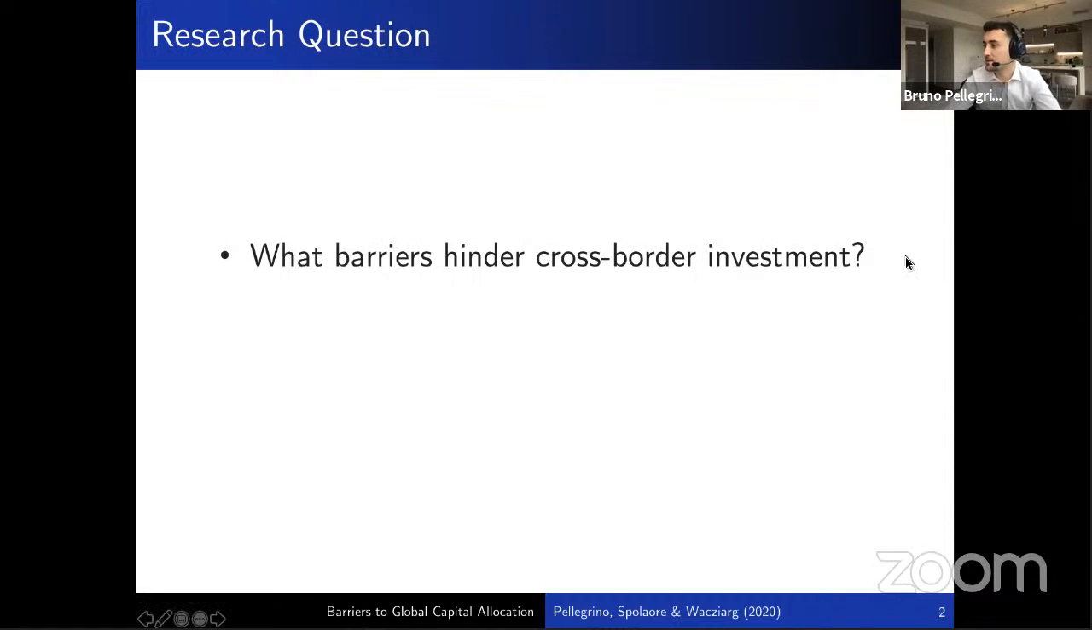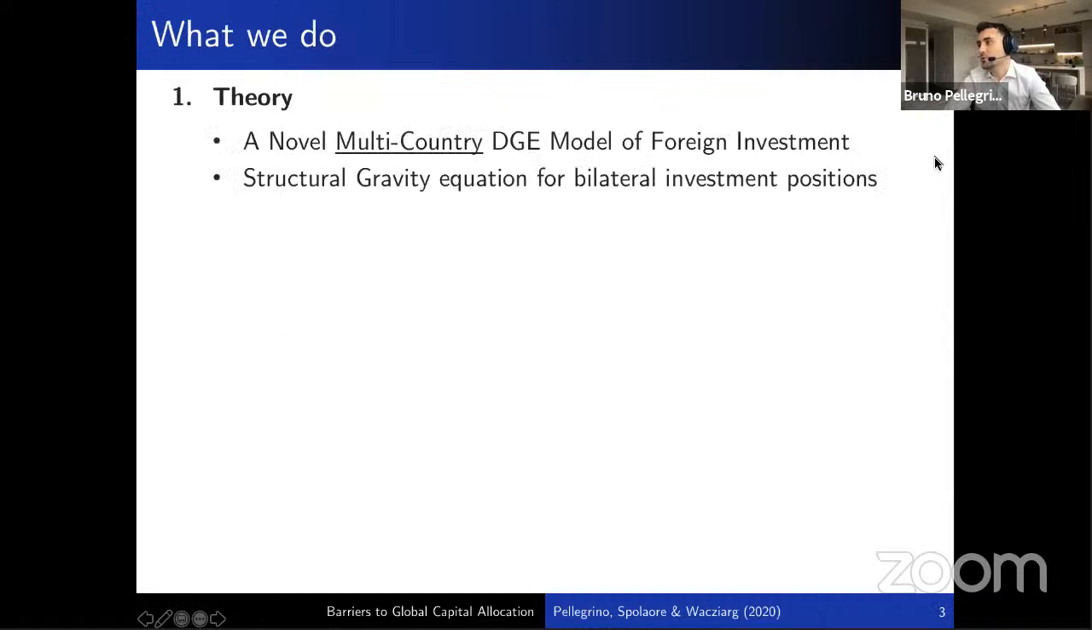So this is going to be about foreign investment rather than trade. And we want to ask, if there are some barriers, what is their economic cost? So what do we do to address this question? We first do some theory. We first propose a new multi-country dynamic general equilibrium model of foreign investment. And this model produces a structural gravity equation for bilateral investment position.